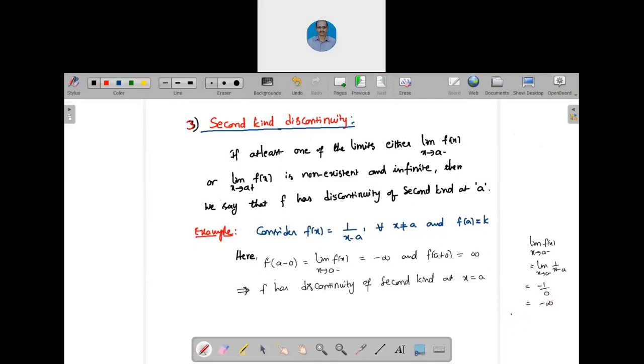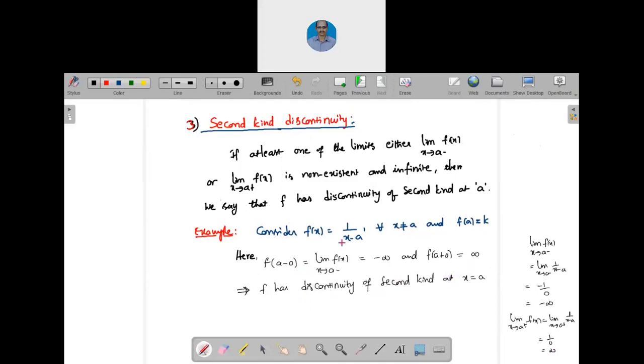On the other hand, the limit as x tends to a plus of f(x), which is 1 by (x minus a), is equal to 1 by 0, that is plus infinity. So here the limit does not exist. The left side limit goes to minus infinity and the right side limit goes to plus infinity. So here the limit does not exist and is infinite. Therefore, f has a discontinuity of second kind at x = a.